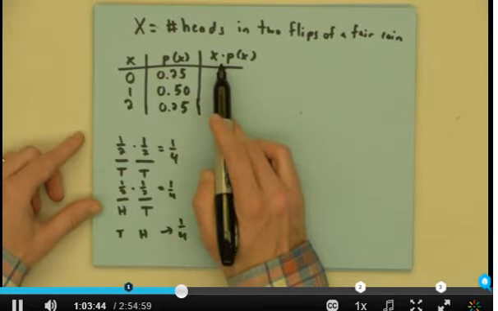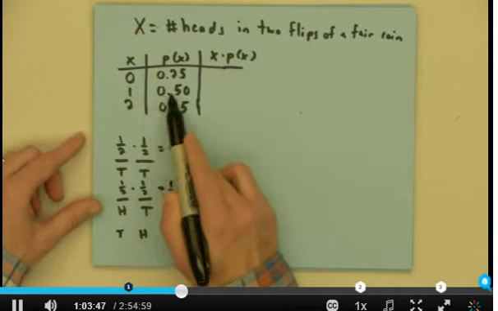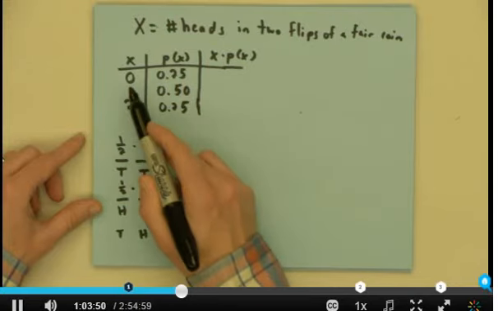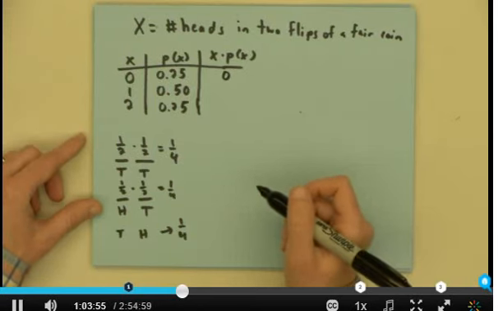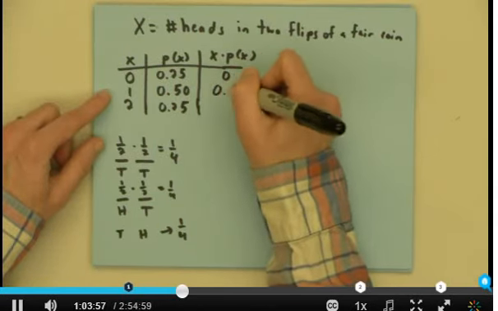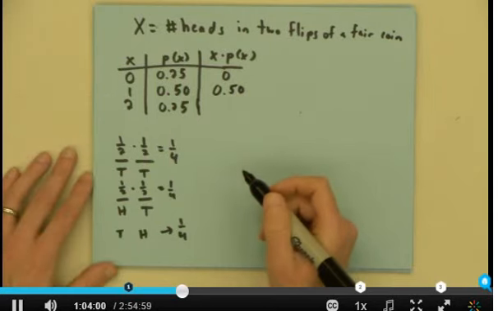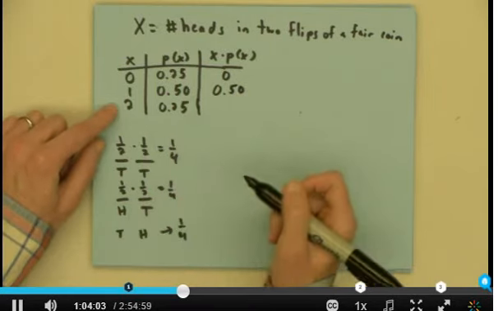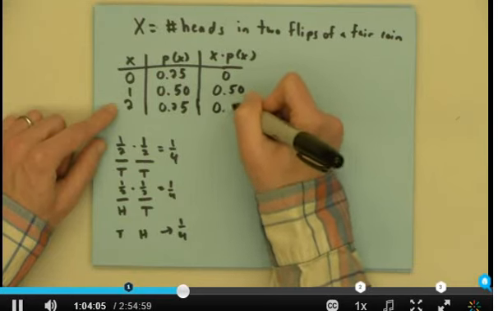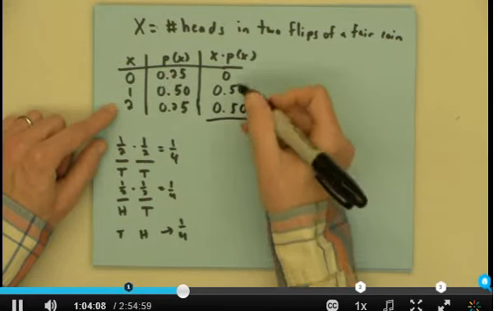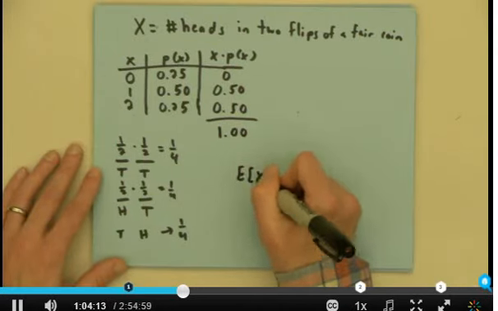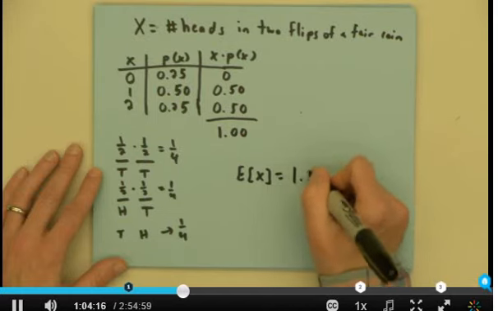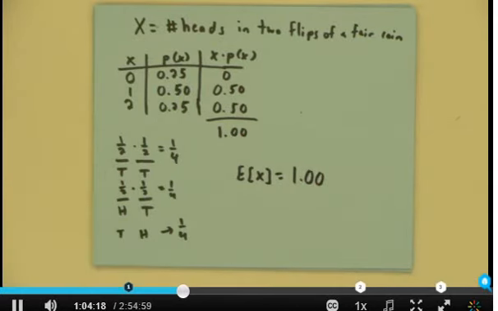Alright, so now to compute the expected value, I need to multiply these things. Well, the first one's pretty easy. 0 times 0.25, that's 0. Second one's not that bad either. 1 times 0.5 is 0.5. 2 times 0.25 is also 0.5. And when I add those things together, I get 1.00. So what this tells me is that my expected value for the number of heads is 1.